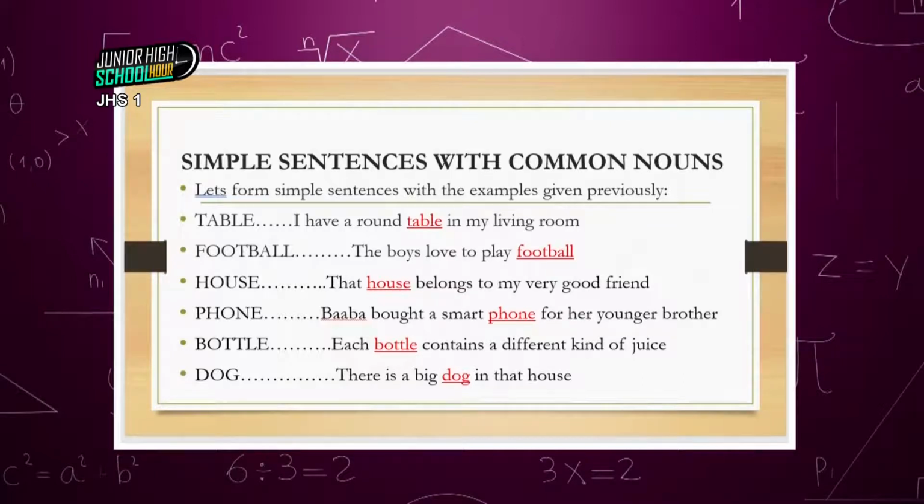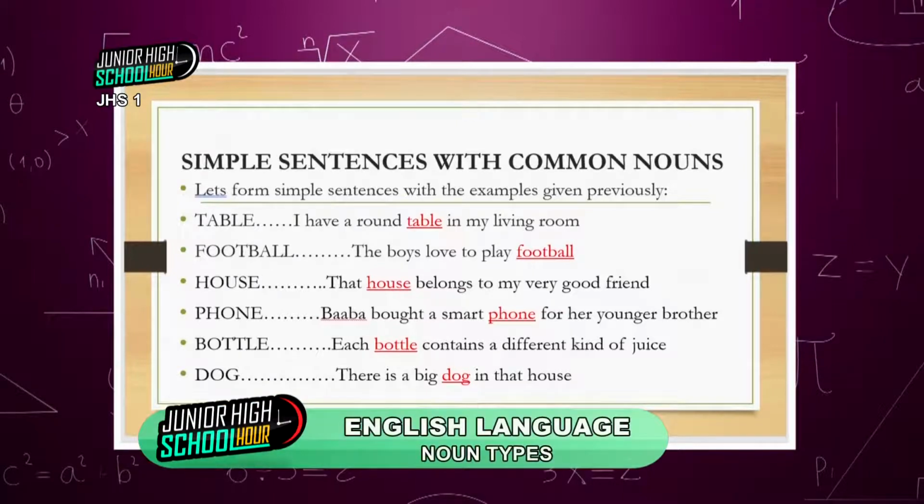Then we have house. That house belongs to my very good friend. Use house in forming a sentence. Phone. Baba bought a smartphone for her younger brother. Then we have bottle. Each bottle contains a different kind of juice. Then the last one, we have dog. There is a big dog in that house.